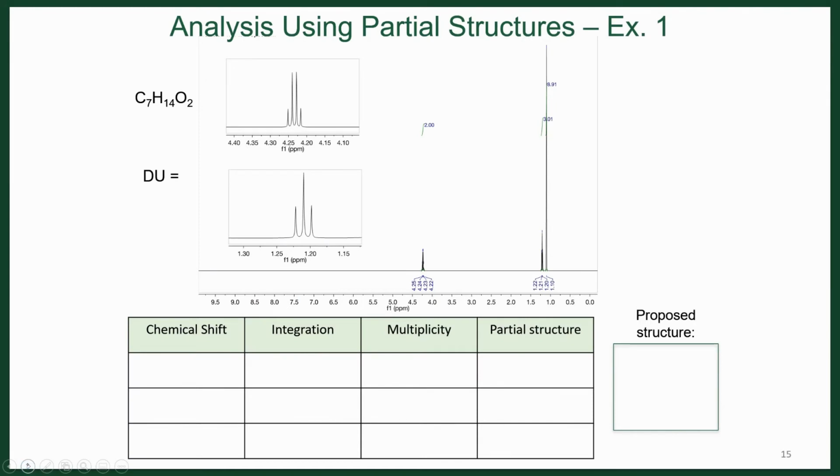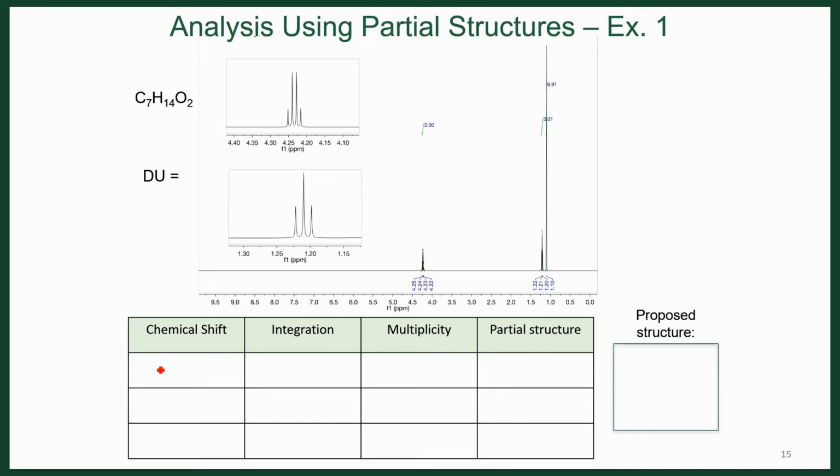So let's take a look at another example here, and let's go through how we would think about partial structures and determining the structure associated with this just from the proton NMR data. All right. So again, what I'm going to do is look at the number of signals that I have here. Well, I have one signal here, two, and then three. And then I'm going to start writing out the chemical shifts associated with this.